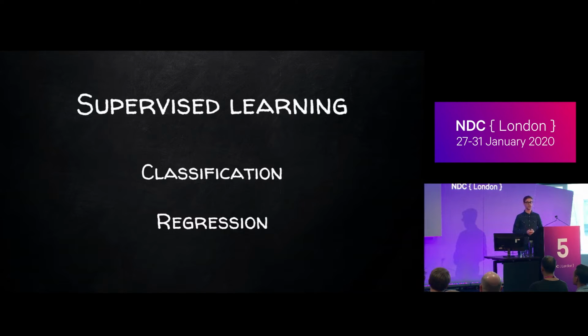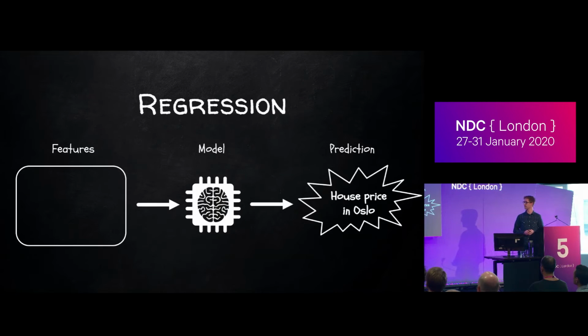Another type is regression. Supervised learning with regression is again where you take an input, put it into a model, and out comes a continuous value. So instead of a category, you get a continuous value. And we will take a look at that. For example, if we want to predict house prices in Oslo, then this is a regression problem, because a house price is a continuous value ranging from, for example, 2 million Norwegian kroner to 100 Norwegian kroner.